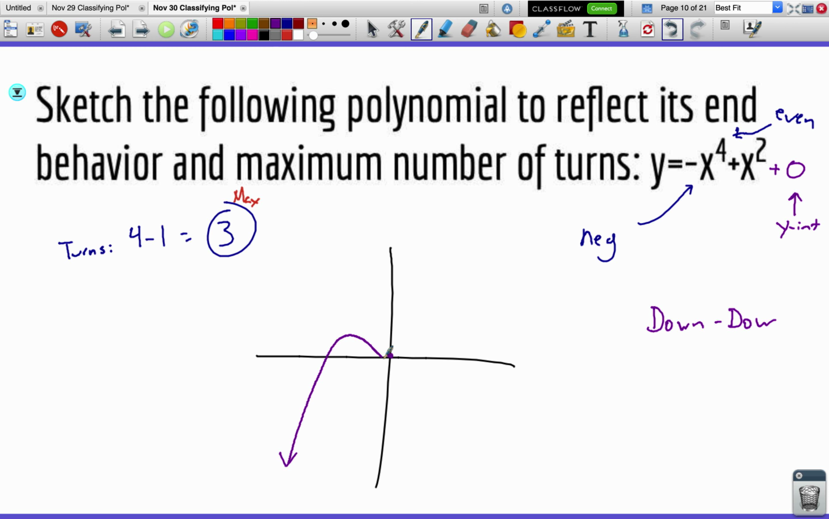1 turn here. 1 turn here. 1 turn here, and we finish going down. So this is down, down with 1, 2, 3 turns and the correct y-intercept. So we have got kind of a general shape of this graph. We don't know exactly where these humps are, or even if it does turn 3 times. This is just kind of a possibility. It definitely couldn't turn more than these 3 times.